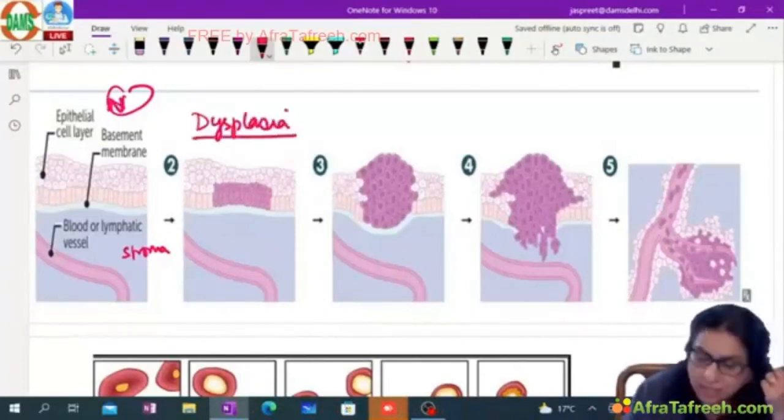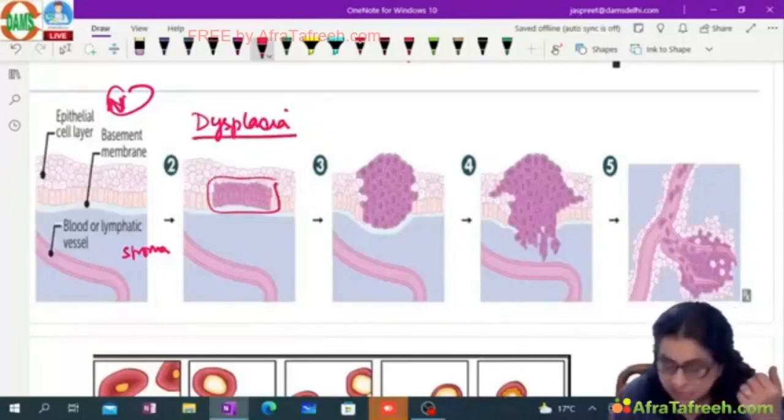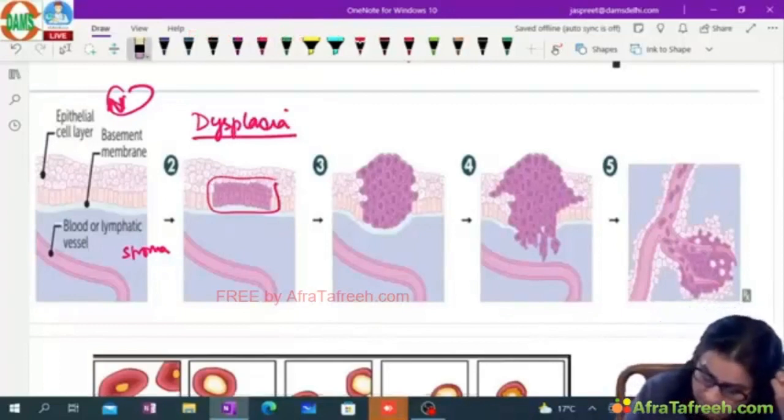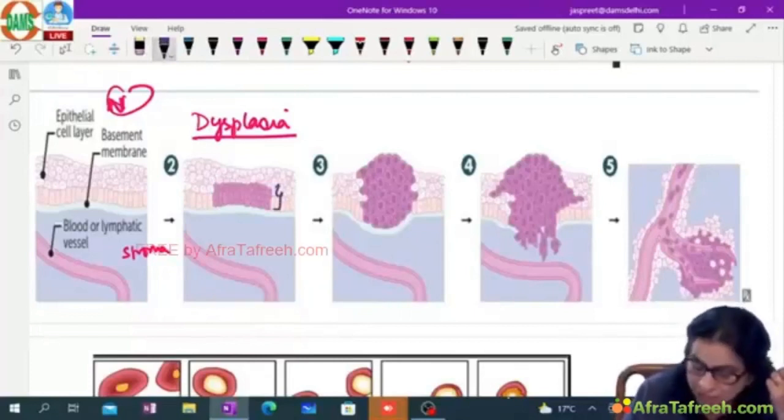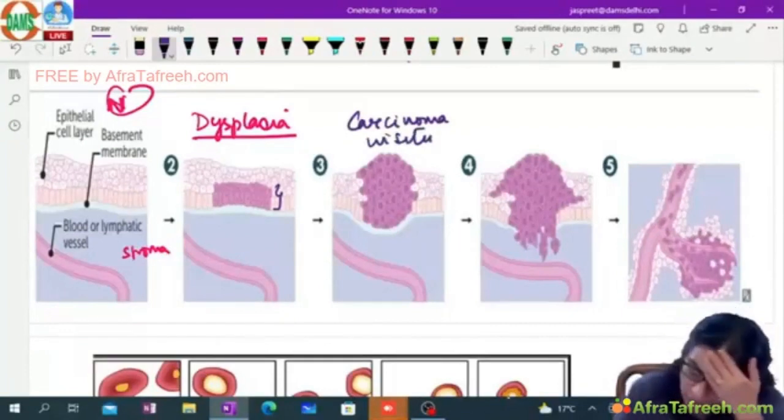Now, what do you see in dysplasia? See what has happened to these cells. These are not normal cells now. These are dysplastic cells, but how much of the epithelium are they occupying? See, these are dysplastic cells which I have labeled. These dysplastic cells are sitting on the basement membrane. Then picture number 3, this is carcinoma in situ.